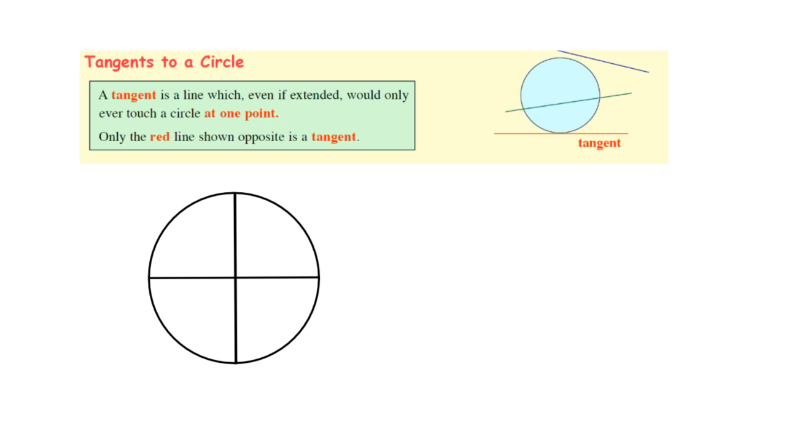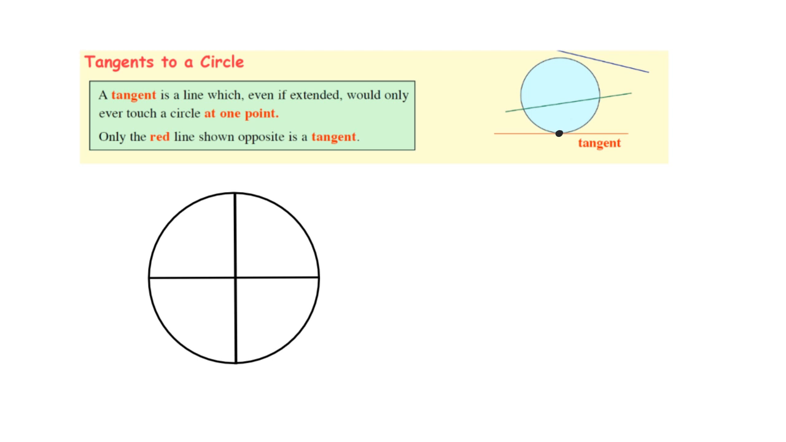Right then, what is a tangent? A tangent is a line which even if extended would only touch a circle at one point. So we saw that in the previous slide. So effectively, if we're looking at this little diagram, only this red line could be considered a tangent because it touches the circumference at one point.